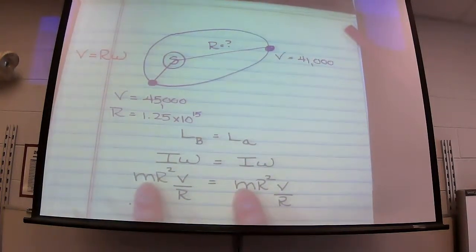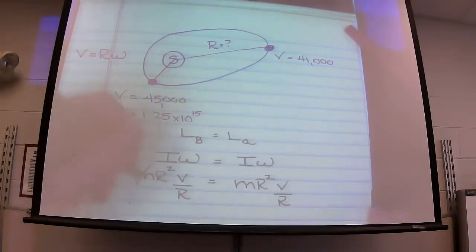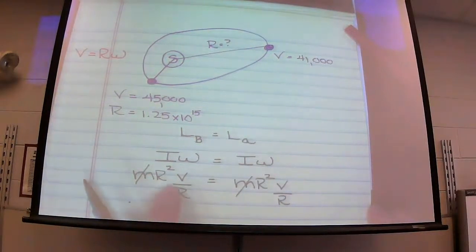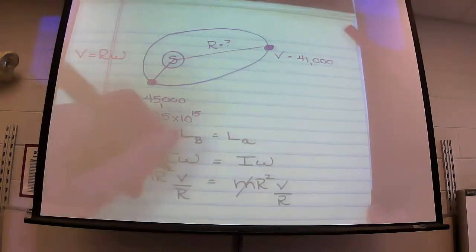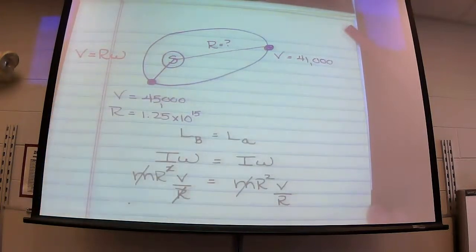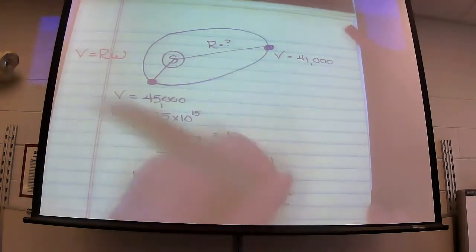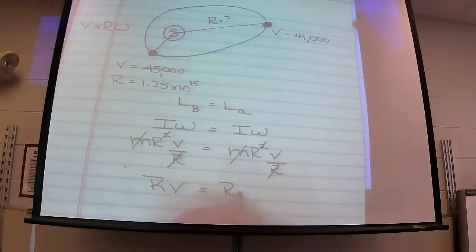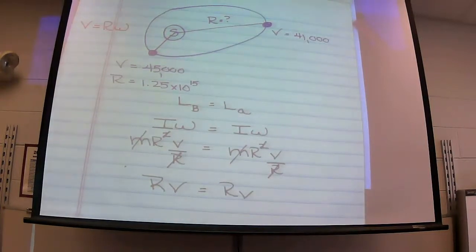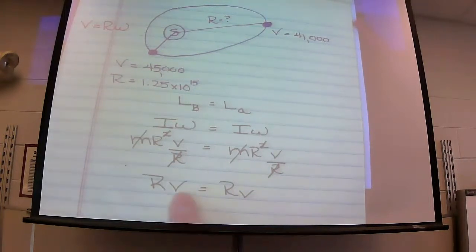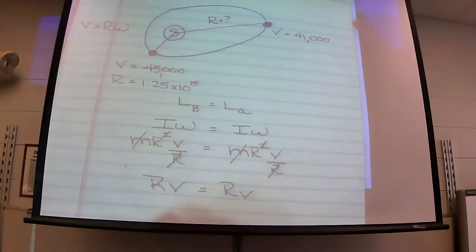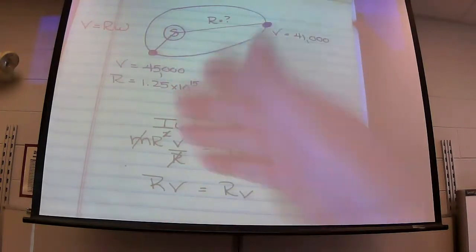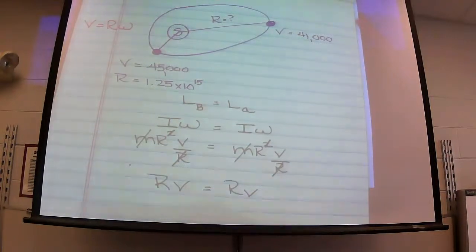Did the mass of the planet change? No, so I'm going to cancel that. I can cancel this squared with the R on the bottom. And look what's left: rv equals rv. I couldn't explain to you where this came from back in the gravitation unit because we really hadn't focused too much on momentum. But I did show you this once.